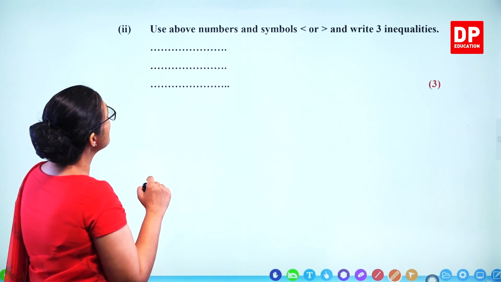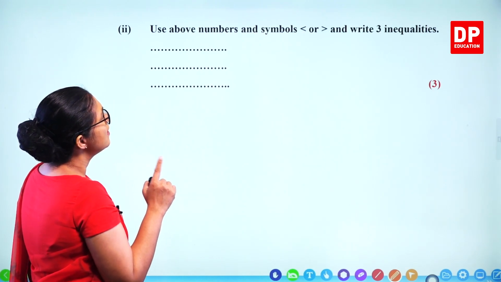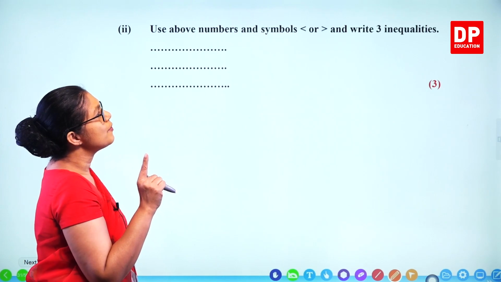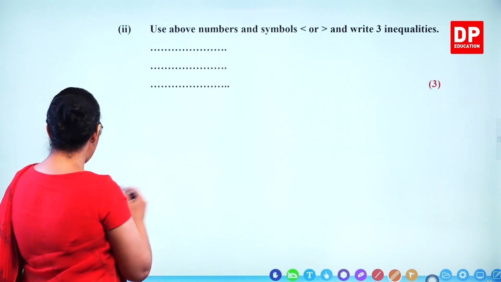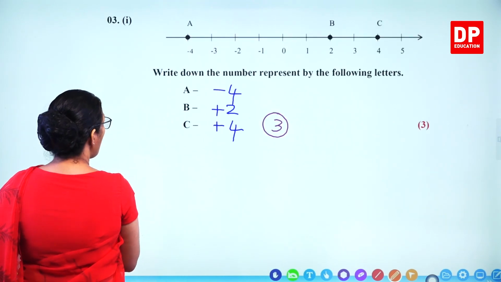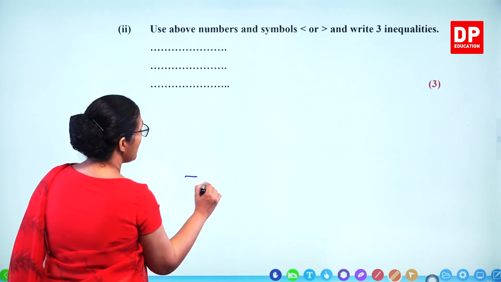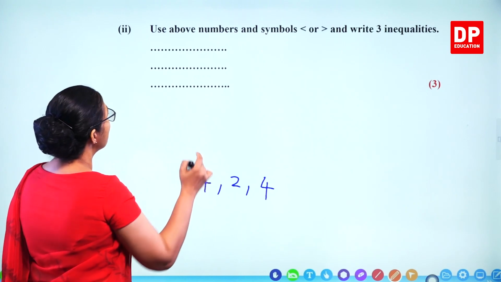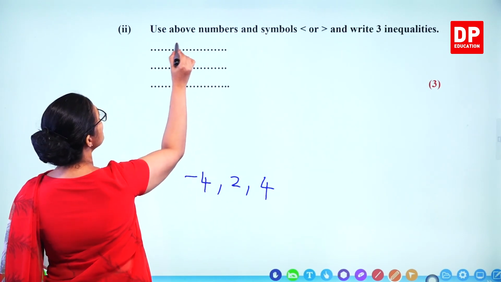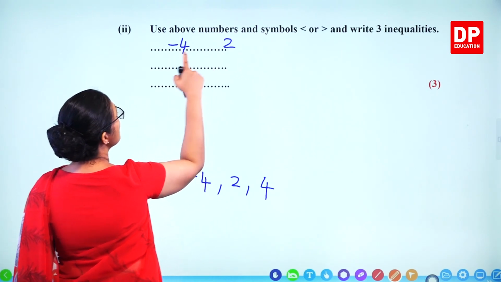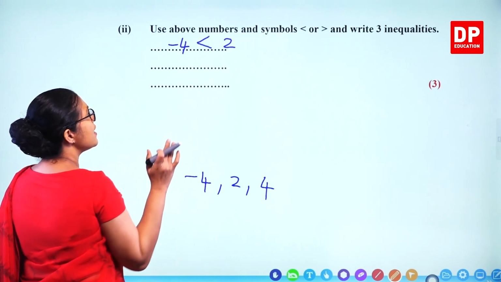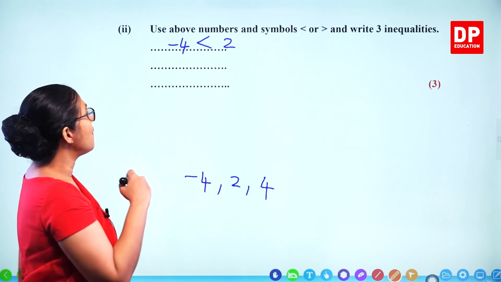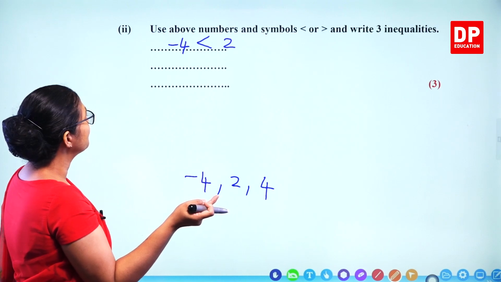Part 2. Use above numbers and symbols, greater or less, and write 3 inequalities. So what are the numbers? -4, 2, 4. What can you say when you take these two, -4 and 2? -4 is less than 2 because it's on the left hand side compared to 2.